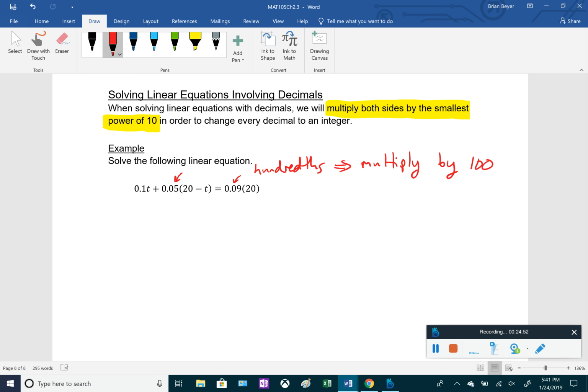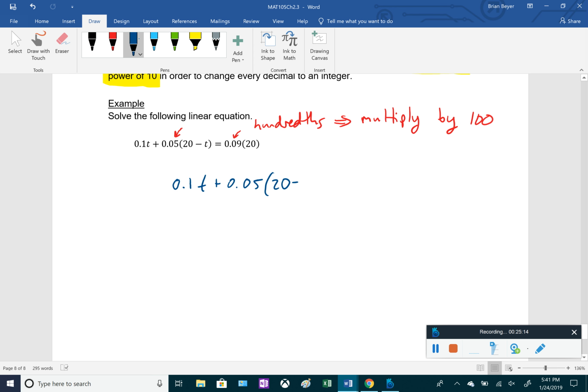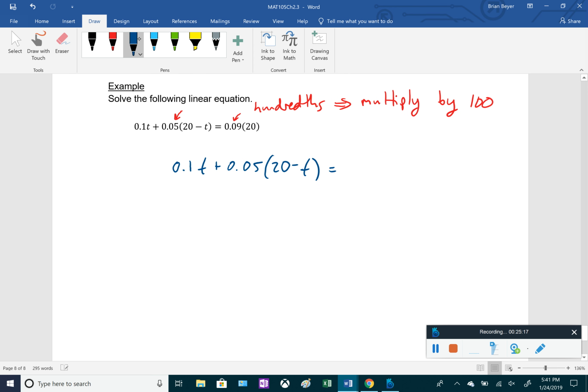If they were in the thousandths place, we would multiply both sides by 1,000. If they were in the tenths place, we'd multiply both sides by 10. We're just multiplying by whatever power of 10 will cancel off the decimals and make them integers. So I'm going to rewrite this for room's sake. 0.1t plus 0.05 times 20 minus t equals 0.09 times 20. So we're going to multiply both sides by 100. Probably looks a little messy, so let's see what happens.